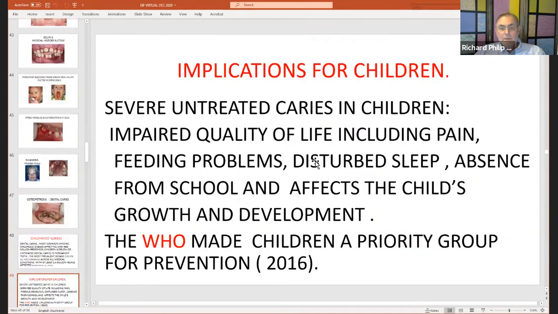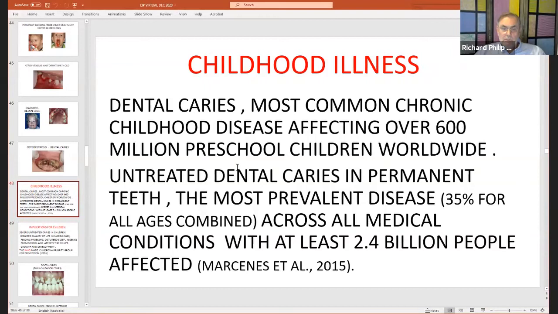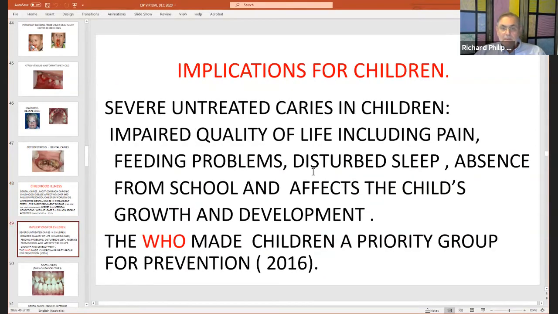Okay, dental caries. Look, we just can't go past it. It's a huge problem. Across all medical conditions, at least 2.4 billion people are affected. It's still the most common chronic childhood disease. It's hard to imagine how this is still happening, and the effect on sleep and school and growth and development.